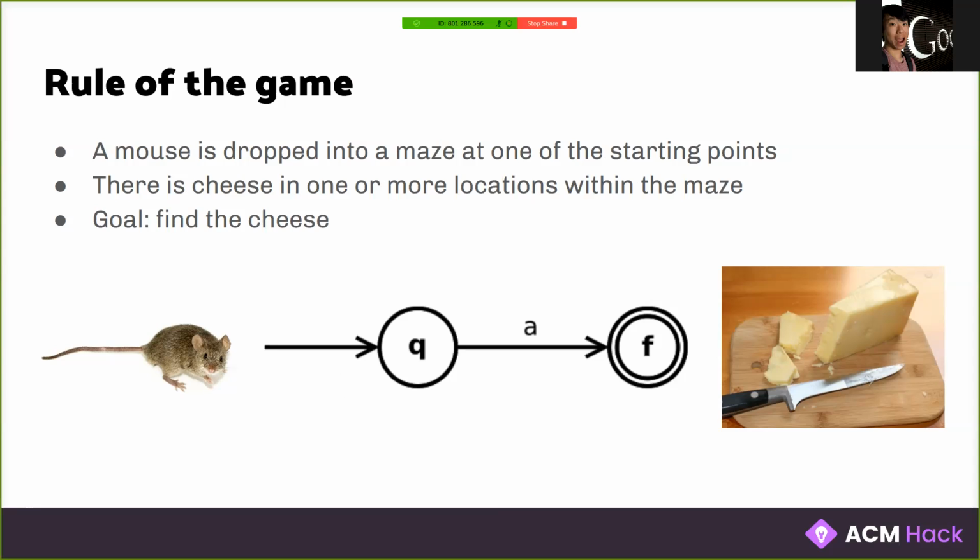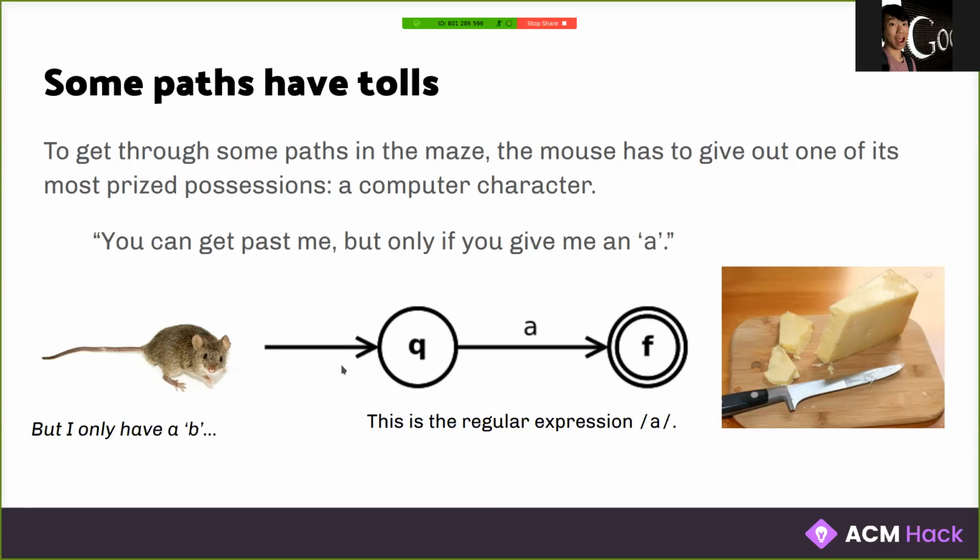But there's a twist to it. It is in fact that some paths, these arrows, have tolls. To get through some paths like this one right here, the mouse has to give out one of its most prized possessions, which is a computer character. So this arrow that's marked with an A basically says, hey, you can get past me, but only if you give me an A in return.